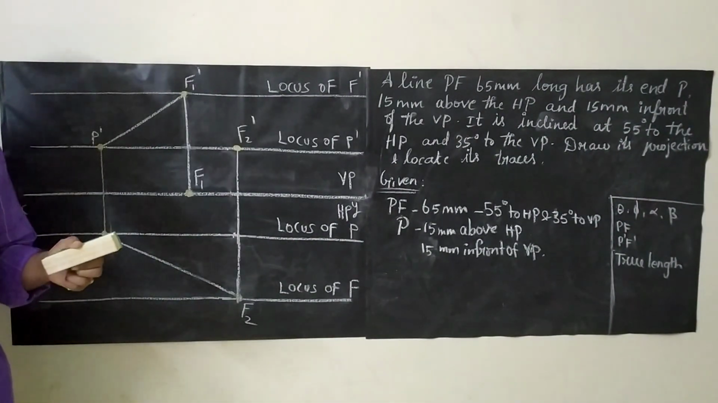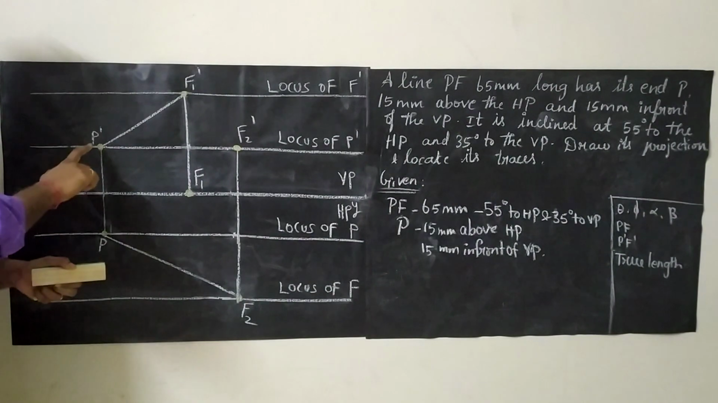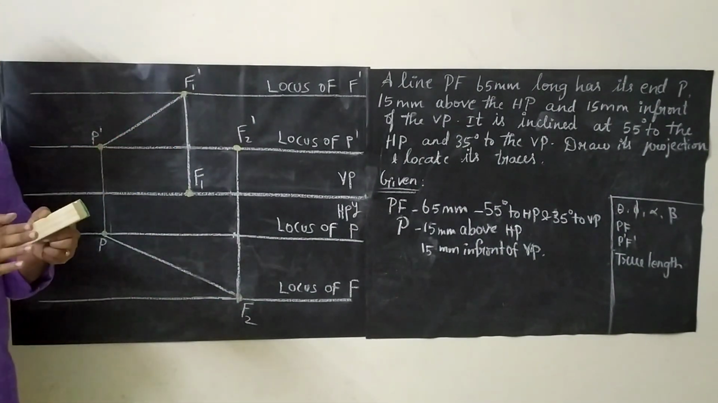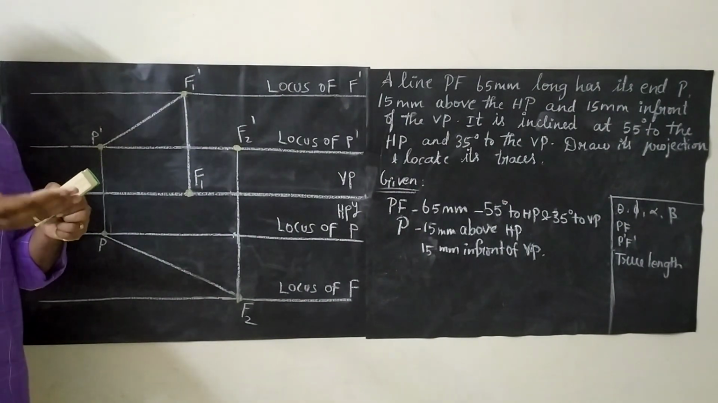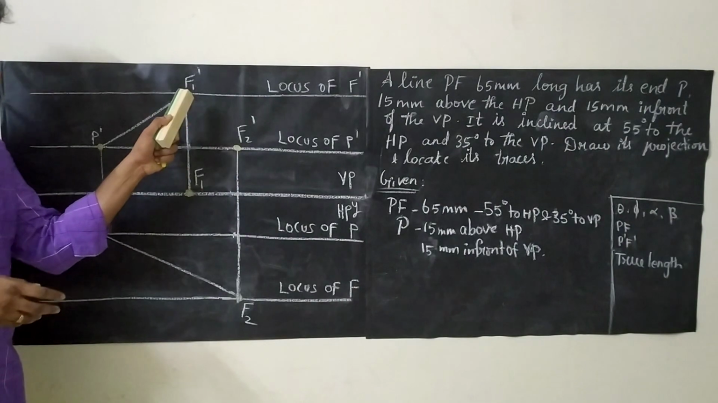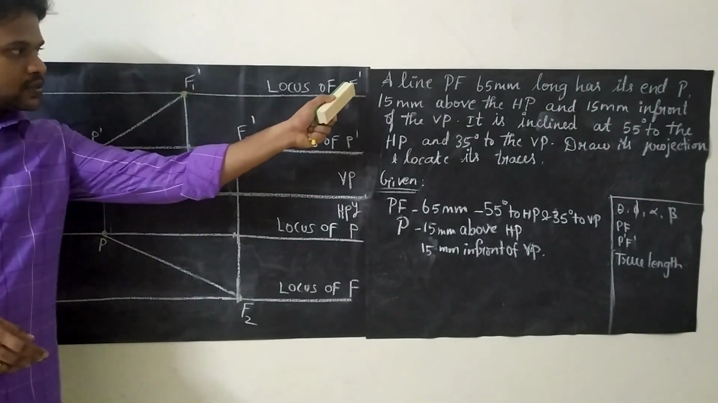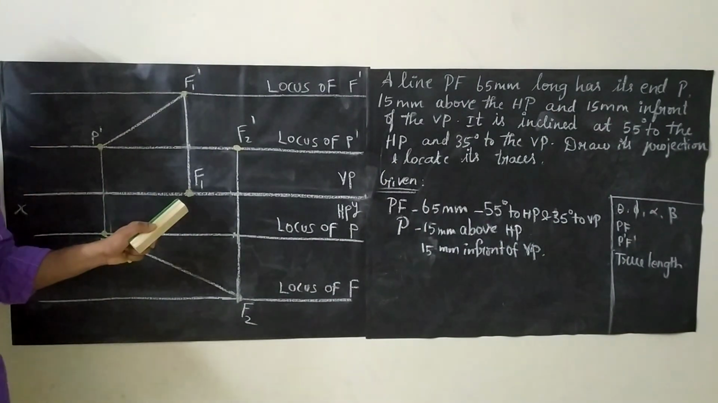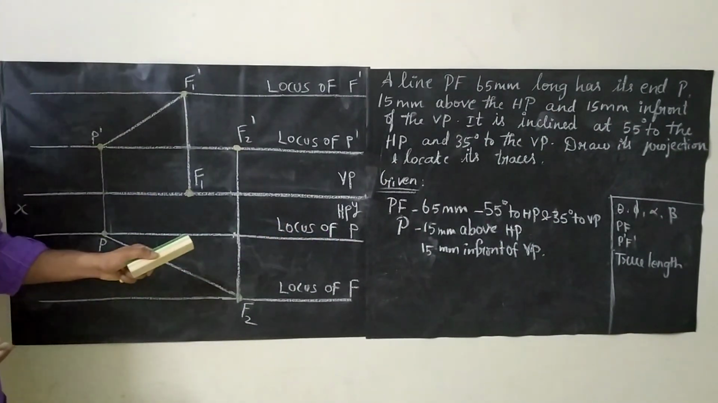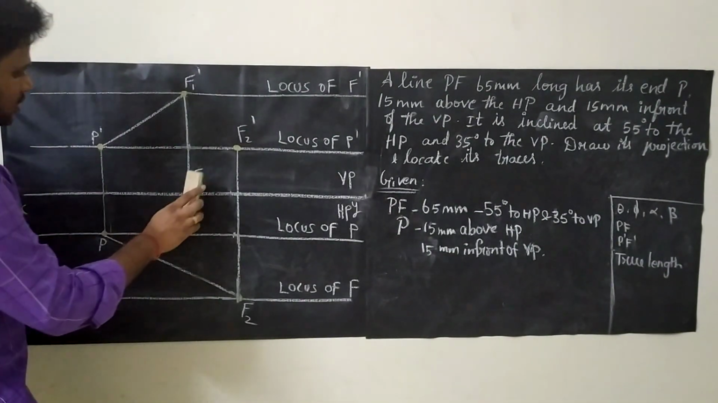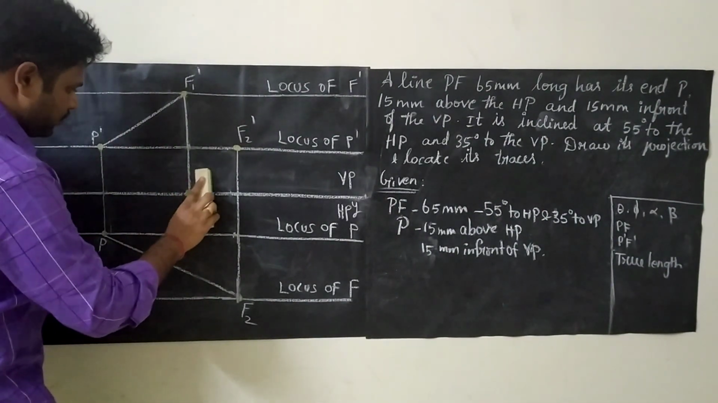Always try to extend only your true length. So true length is P dash F1 dash and P F2. We are just going to extend the true length to the opposite locus. For example, you will be extending F1 dash. If it's locus of F dash means we will be extending this point till the locus of the opposite, that is P. Actually, here I did one mistake. We have to extend this till locus of P.